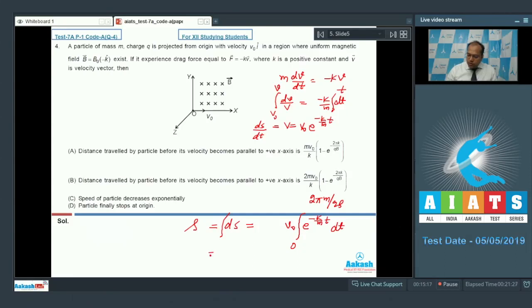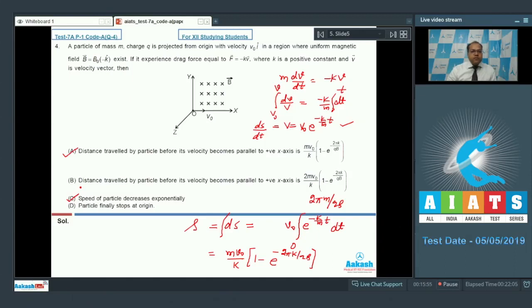So on further solving, it comes out to be m v0 by k into 1 minus e raised to the power minus 2 pi k divided by qB. So we can see that option A is correct and B is wrong. Since we have got the velocity in exponential form, the speed of particle decreases exponentially. So option C is also correct. Since the speed of the particle is decreasing in nature, the particle cannot reach the origin.